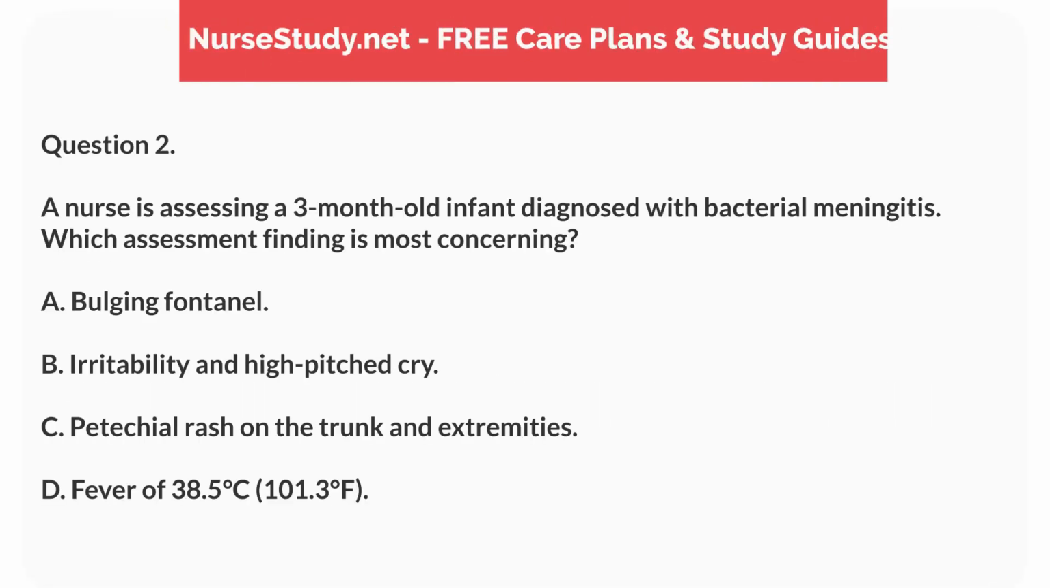Question 2. A nurse is assessing a 3-month-old infant diagnosed with bacterial meningitis. Which assessment finding is most concerning? A. Bulging fontanelle. B. Irritability and high-pitched cry. C. Petechial rash on the trunk and extremities. D. Fever of 38.5 degrees Celsius, 101.3 degrees Fahrenheit.